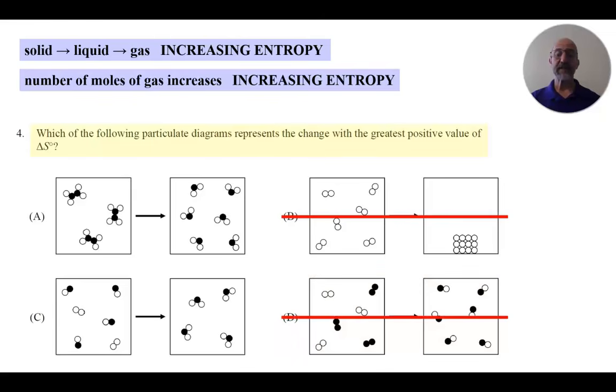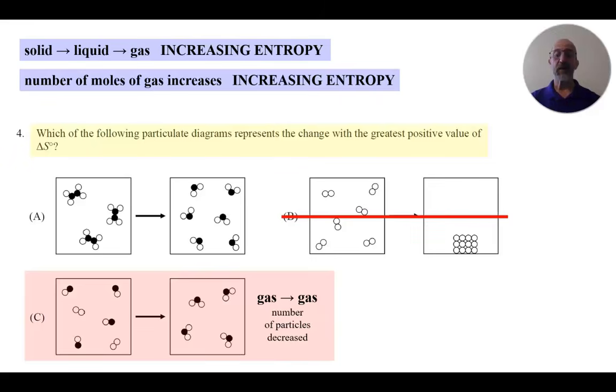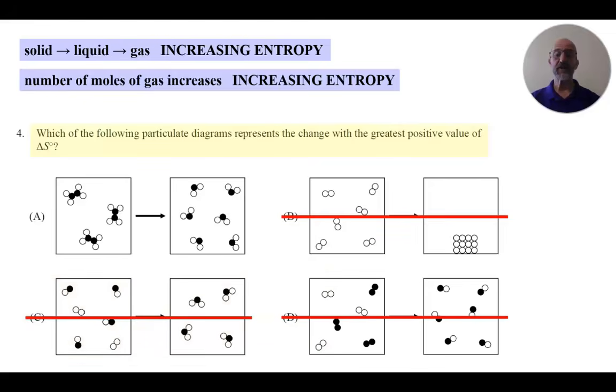Now in choice C, I do see changing from a gas to a gas. And in choice A, I also see changing from a gas to a gas. Let's focus on the number of gaseous particles. So in choice C, the number of gas particles is decreasing from 6 to 4. That would not involve an increase in entropy. That would not involve an increase in the number of microstates or the number of arrangements. So if I eliminate choice C, then you can see why choice A is the correct answer to question 4.